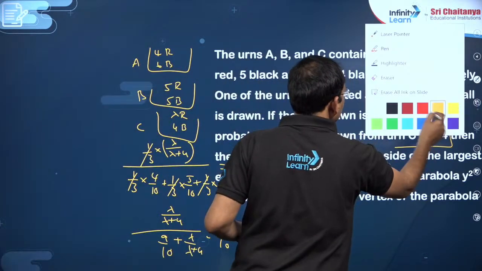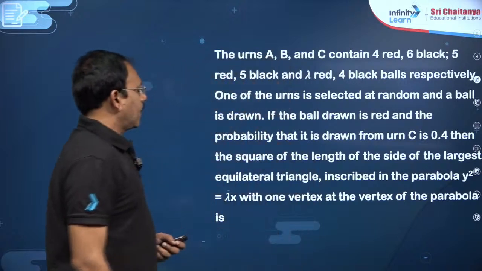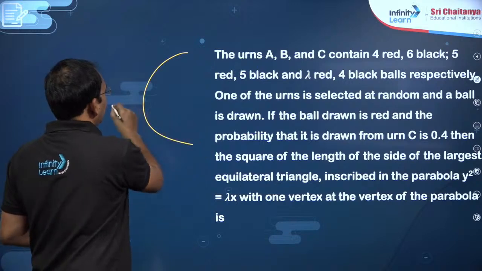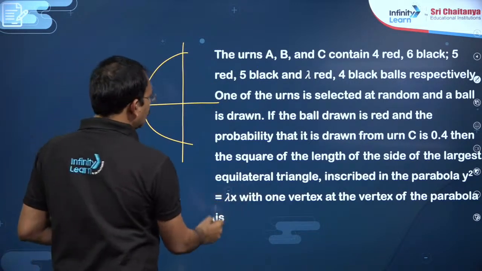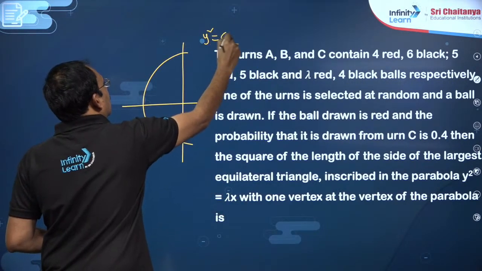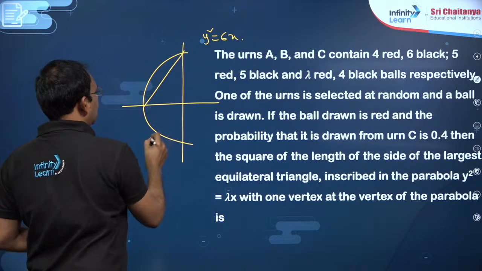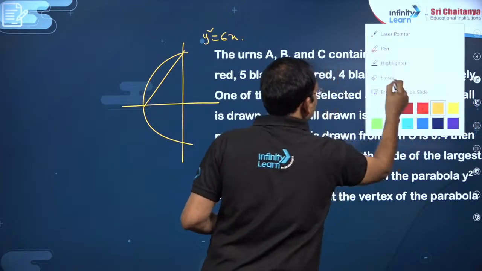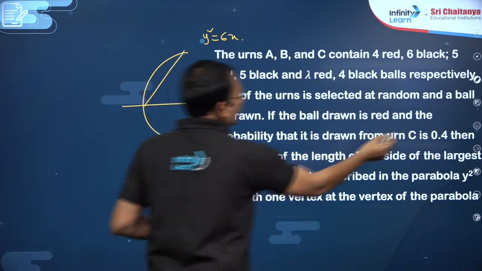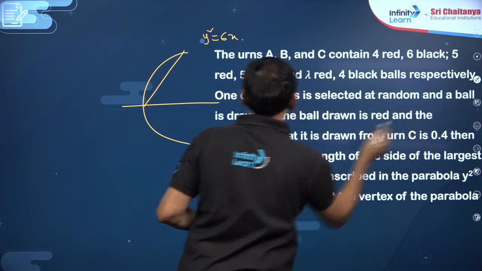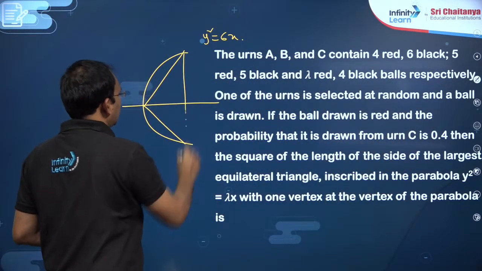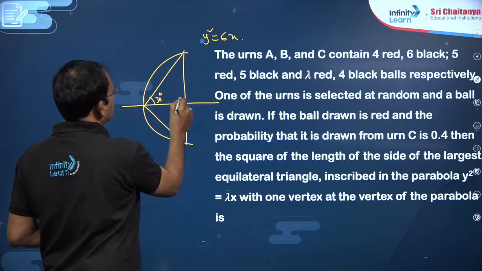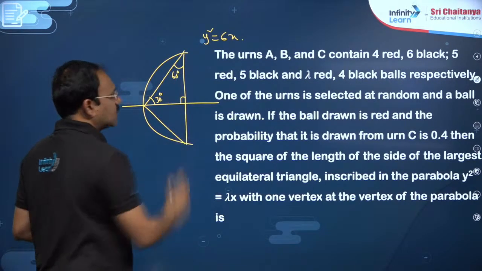Then you can go with, dear students, the square of the length of the side of the largest equilateral triangle. You know, my dear friend, the parabola is y square is equal to 6x. Now, the largest equilateral triangle that can be inscribed here, dear students, it must be like this. This is the equilateral triangle. So, this must be 30 degrees. So, you can say this is 90, this must be 60.